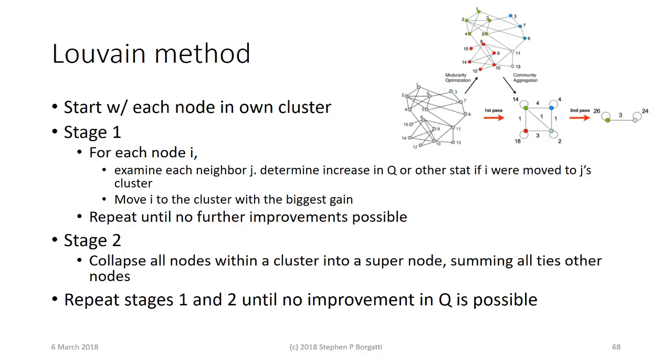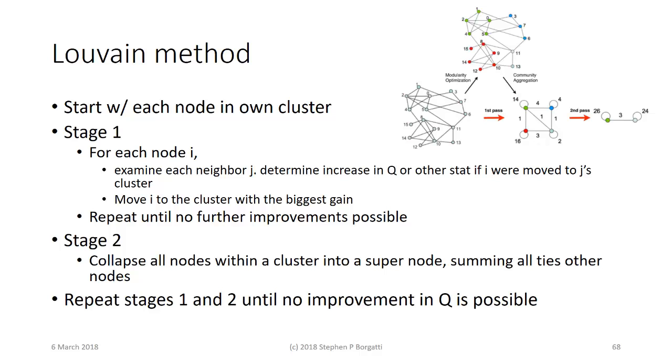And then it will repeat. It'll go through every node i and say, let me look at its neighbors. Would it be better if I moved into neighbor j's group? Would it be better if I moved into neighbor k's group? Until it can no longer move anywhere and increase Q.